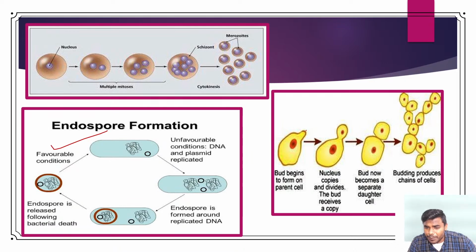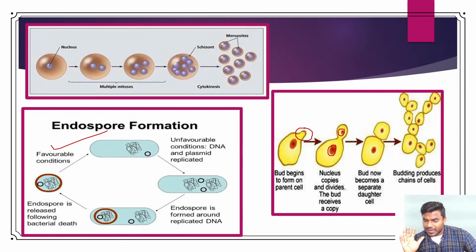In budding, what happens? A bud begins to form on the top of the parent cell. Now you can see there is a nucleus present here. The nucleus undergoes duplication, nothing but the nucleus gets copied. The bud receives the copy of the nucleus. The bud is not only receiving the copy of the nucleus, it is also receiving the cytoplasmic content.